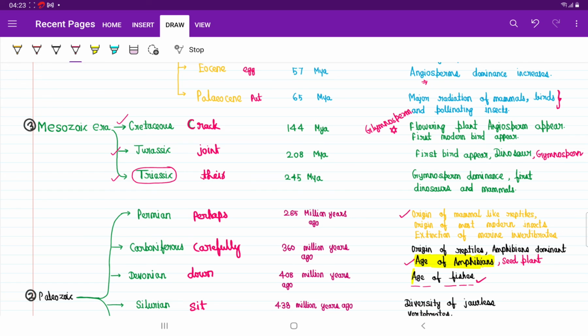In this Cretaceous period only, angiosperms appeared. And then the next one is the Cenozoic era. This Cenozoic era is called the age of mammals. Mesozoic era, age of reptiles, and then the Cenozoic era is the age of mammals. At the end of the Cenozoic era, in Pliocene, ape-like human ancestors evolved. And then in Pleistocene, modern man evolved. This is the timeline of evolution.